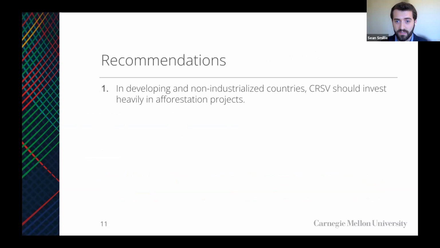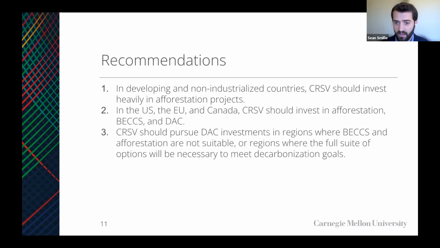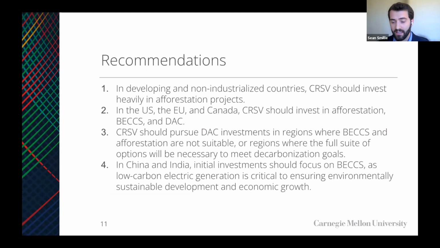So our recommendations are that in developing and non-industrialized countries, CRSV should invest heavily in afforestation projects. In the US, the EU, and Canada, CRSV should invest in afforestation, BECCS, and DAC. CRSV should pursue DAC investments in regions where BECCS and afforestation are not suitable, or regions where the full suite of options will be necessary to meet decarbonization goals. In China and India, initial investments should focus on BECCS, as low carbon electric generation is critical to ensuring environmentally sustainable development and economic growth.